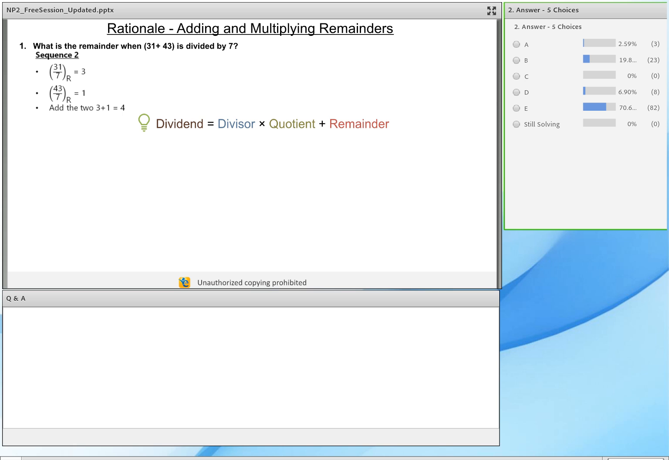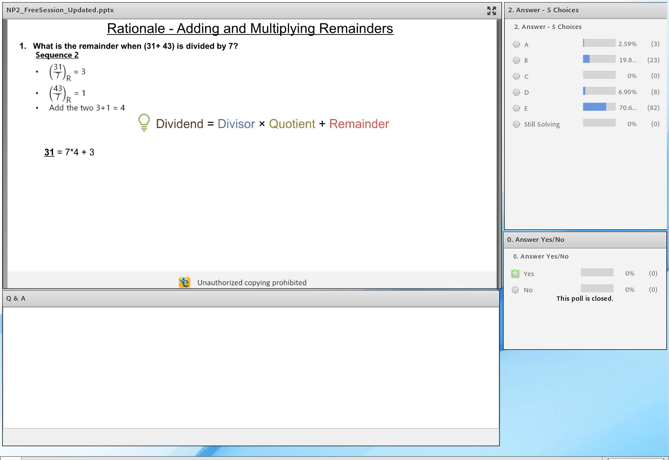Again, this works because of this equation, and we're going to apply this equation to tell you why this works. Remember, same two numbers, 31 plus 43 divided by 7, and we said you can add the two remainders over here. Let's see why this works. We can express 31 as 7 times 4 plus 3. You guys clear so far? You can express 31 as 7 times 4 plus 3. Okay. Why do we choose 7 over here? Because 7 is our divisor. Remember, this is the Euclidean equation, divisor times quotient plus remainder, which is exactly what we're doing over here.